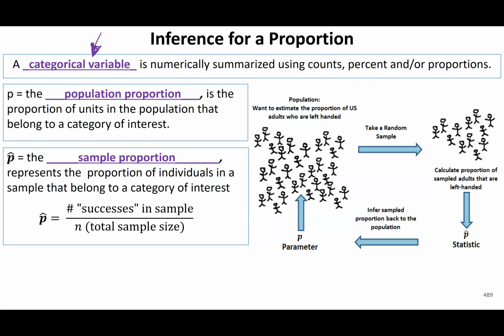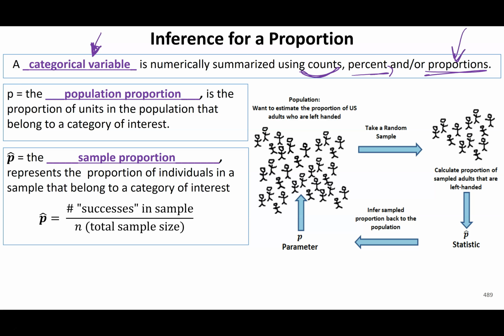And when you collect that kind of variable, a lot of times we might summarize it with counts. So we might say, okay, well, this many of the individuals responded that they have brown eyes. Percents is also common, and proportions.